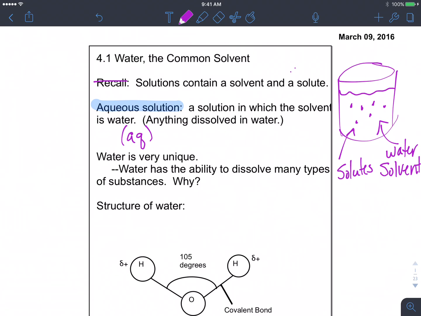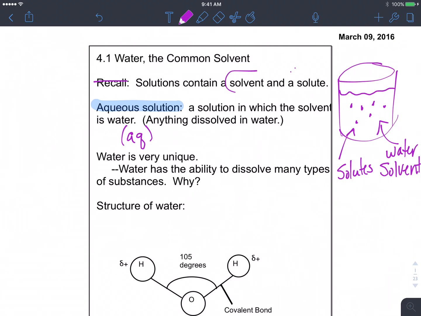Now, as I said, solutions don't have to be liquid. They can also be gases or they can be solids. If you have something like brass or steel, those are also solutions. They just happen to be solid solutions. Air is a solution. Now, how can you tell the difference between the solute and the solvent?